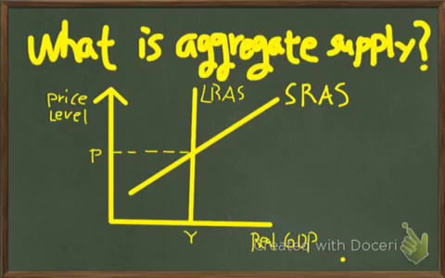The aggregate supply is the total amount of goods and services that all industries in the economy will produce at every given price level. It is essentially the sum of the supply curves of all the industries in the economy.